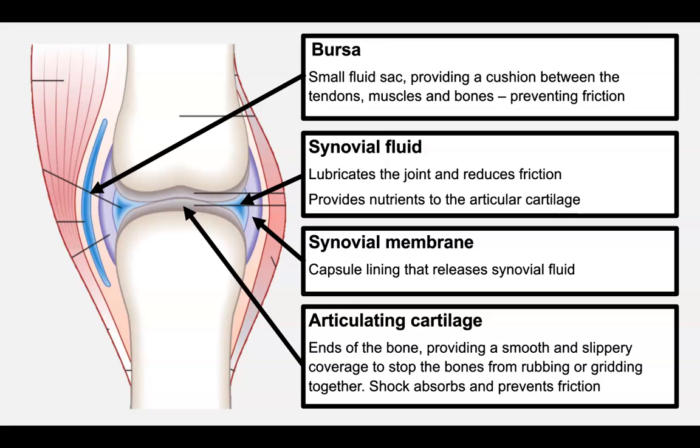Bursa is a small fluid-filled sac providing a cushion between the tendon, muscles and bones, preventing friction. Synovial fluid, this lubricates the joint and reduces friction. And don't forget, it provides nutrients to the articular cartilage, which is found at the end of long bones. The cartilage found at the end of long bones provides shock absorption and friction.